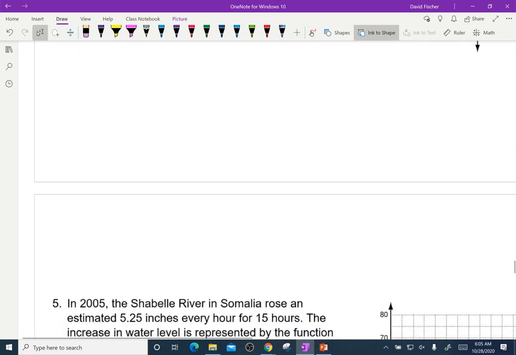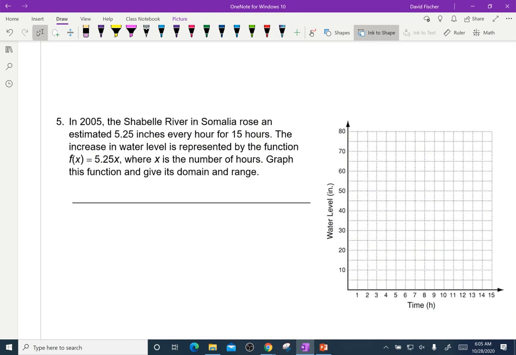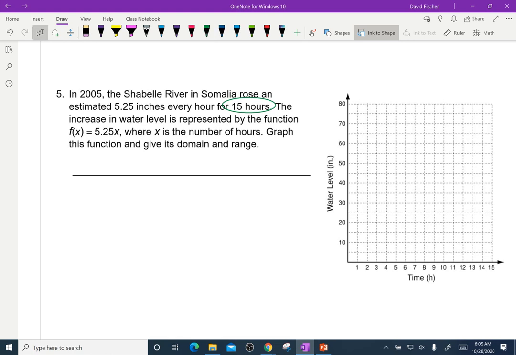I do want to make a modification on one of these as I was making the answer key. Down here when they said they do this for 15 hours, when you're doing this problem here, I'll allow you to modify this. Let's just say she's going to do this for 5 hours. So when you do your domain and range, let's just make that 5 hours. Okay.